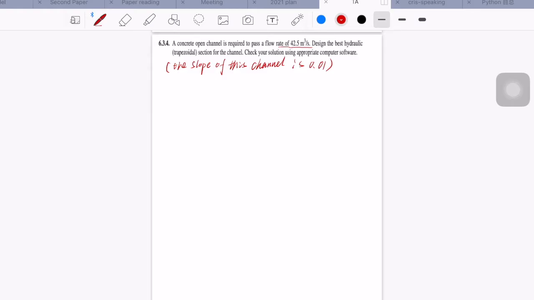And based on example 6.4 in the textbook, we know that the best hydraulic trapezoidal section is a half hexagon. And we know that the M equals square root of 3 over 3 equals cotangent 60 degrees, and it equals 0.577. And we also know the B equals 2 times square root of 3 over 3 times Y. So the B equals 1.15 times Y.